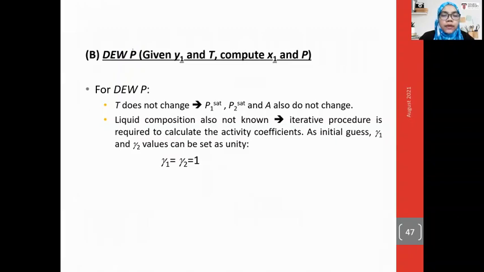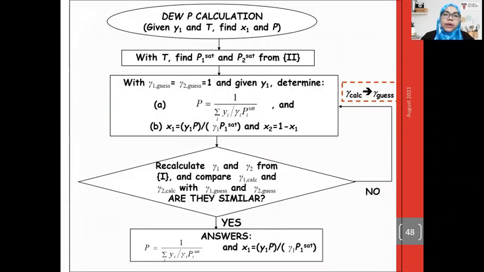Since we have the constant fixed temperature, we can simply determine our P saturation using the Antoine equation for each species. And since the liquid composition is not known, we need to perform an iteration to determine the activity coefficient, by comparing the guessed gamma and the calculated gamma here. So this is the overall step.